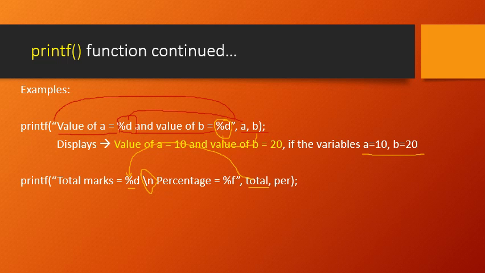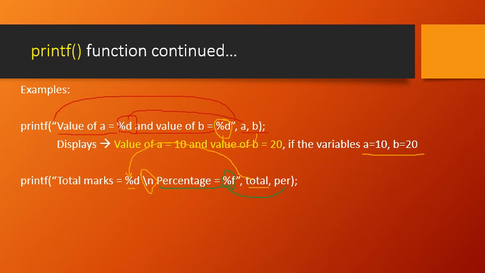Then after that I have a \n. I will tell you about \n later. Now next is percentage equals to, then the percent symbol and F is there. Again, %f means it is the format specifier for a floating value. So what is the floating variable here? That is percentage, the second occurrence. So here total is an integer variable, per is a float variable. Whatever value it stores, that value will be printed.